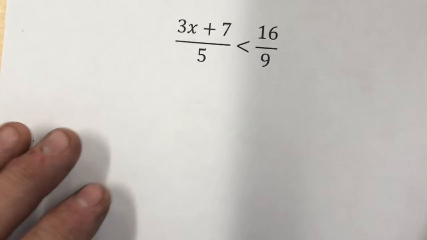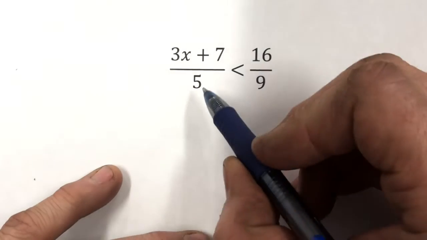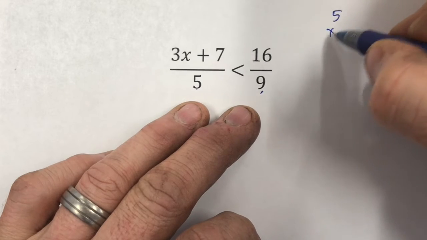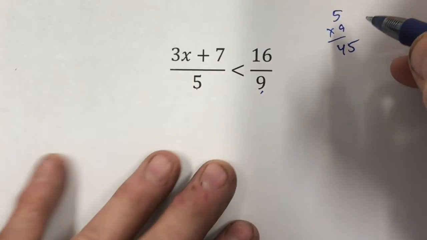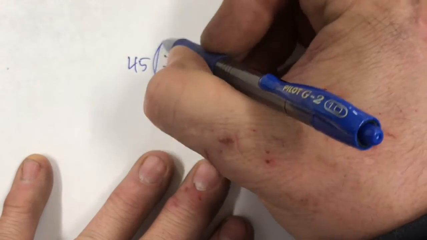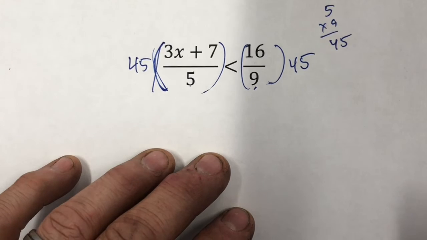Okay, and there's one more here. Now this one causes a lot of people to have trouble because it's got the fractions here. But here's a little trick. See your 5 and your 9? 5 times 9 is 45. So what I'm going to do is multiply both sides by 45. There's a parenthesis right there. I'm going to multiply both sides by 45.